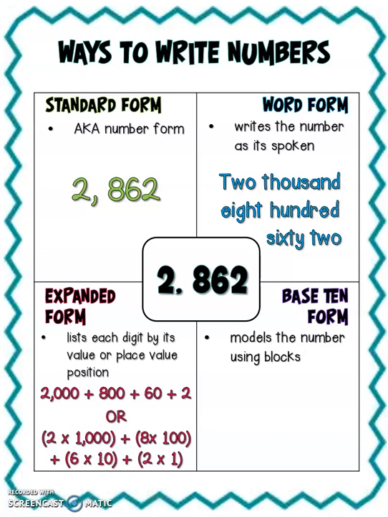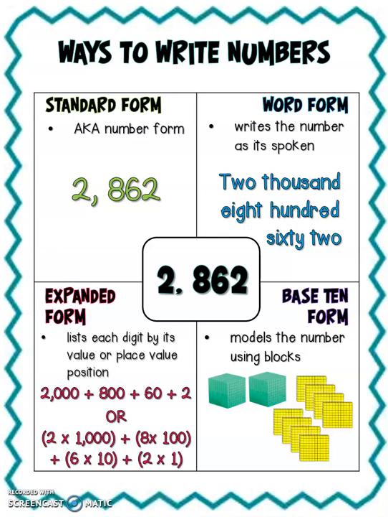Finally, base 10 form takes the number and models it using base 10 blocks. Since the 2 is in the thousands place, we would need 2 thousands cubes to show that part. The 8 in the hundreds place means we need 8 hundreds flats to represent 800. The 6 in the tens place means we need 6 tens rods. And finally, the 2 in the ones place means we need 2 unit cubes in order to finish off our number. So those are the 4 main ways to write numbers.